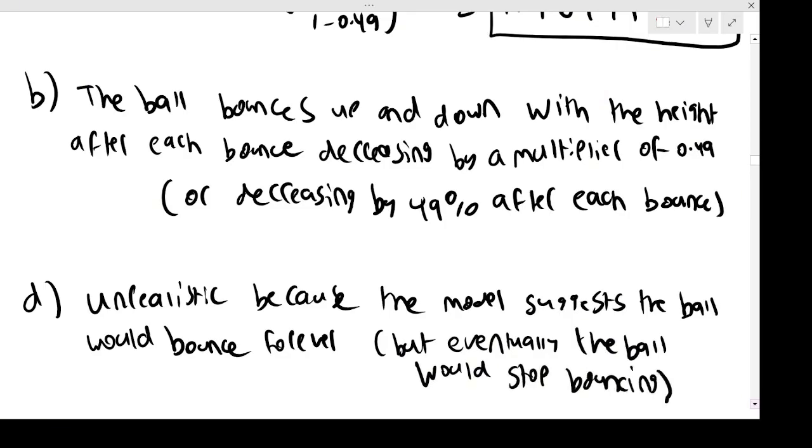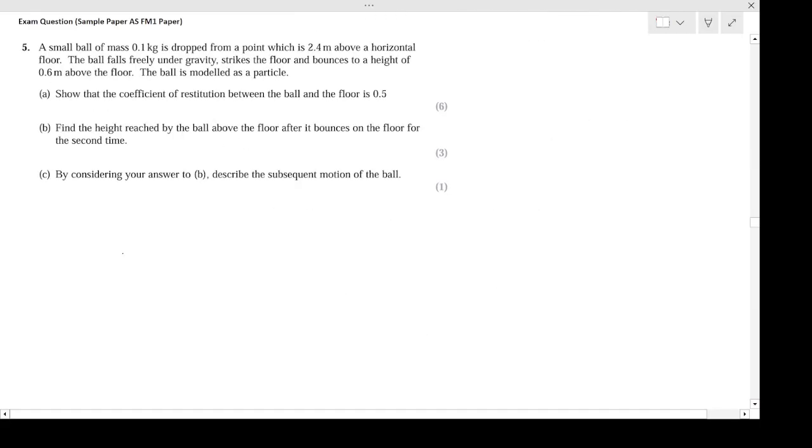Okay, so we're going to finish off with an exam question. They don't really ask this particular topic very often. So this is from the sample paper. We're told a small ball of mass 0.1 is dropped from a point which is 2.4 meters above a horizontal floor. The ball falls freely under gravity, strikes the floor and bounces to a height of 0.6 above the floor. The ball is modelled as a particle. Show that the coefficient of restitution is 0.5.